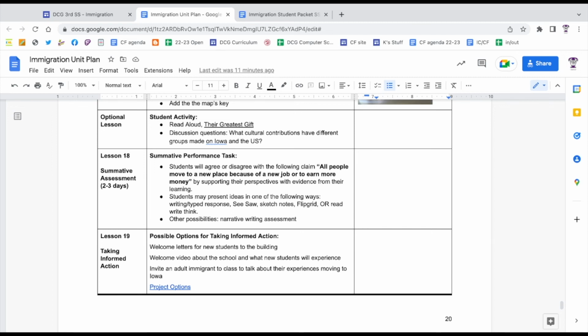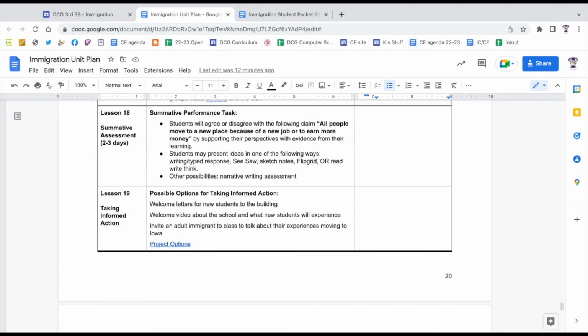Lesson 19 is all about taking informed action, which are a couple of inquiry standards that have to be taught. So there's a few options provided. There's ideas for welcome letters or videos about when new students come to school. There's lots of other options as well.